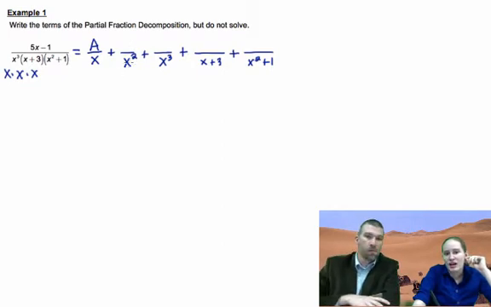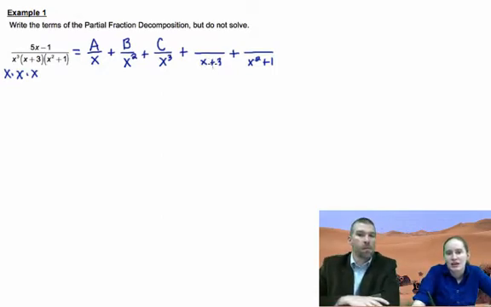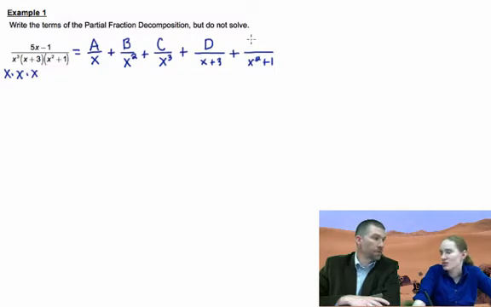X squared is also going to get a letter, because it's X and it's to some power. And then X cubed is going to get a letter. Those are right. But again, it's not an irreducible quadratic. And then X plus 3, that's linear, so it just gets 1 letter. X squared plus 1 is a quadratic, which means we need something linear on top. So linear, one degree less. Linear means we have an X.